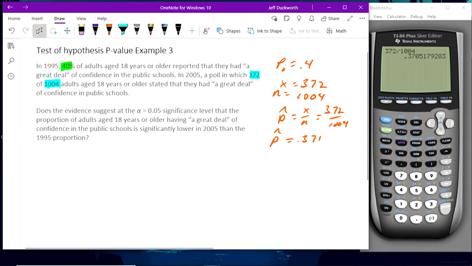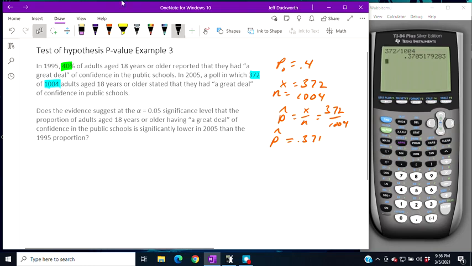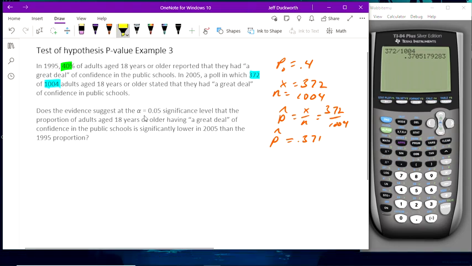All right, so the other piece of information that we have in the lower group here, we're given our significance level, alpha is 0.05. And we're also told to determine if we find that it's significantly lower in 2005 than our 1995 proportion. That's all the information we have.